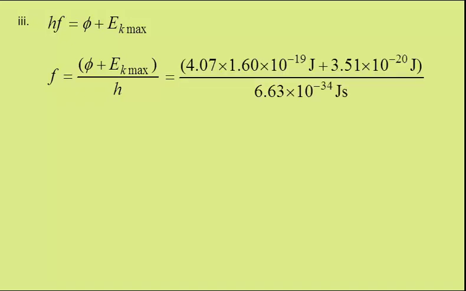In part 3 we need to find the frequency of the light, giving our answer to an appropriate number of significant figures. Well, the Planck constant times the frequency gives the photon energy. This is equal to the work function plus the maximum kinetic energy of the released electrons. Rearranging for the frequency, we can then put in the values, converting the work function in electron volts into joules by multiplying by the charge on the electron. This gives a frequency of 1.04 times 10 to the 15 Hertz.